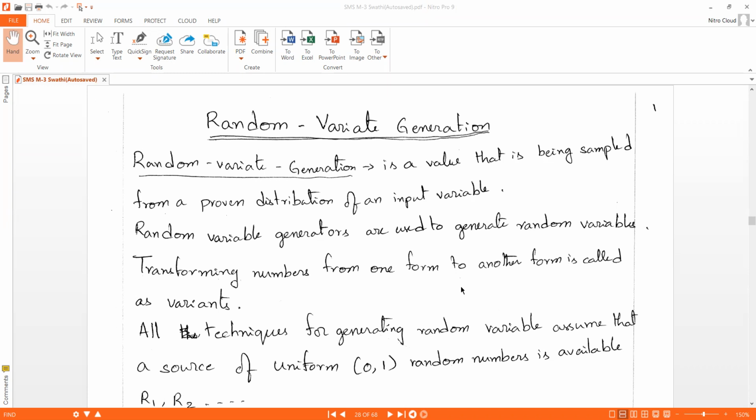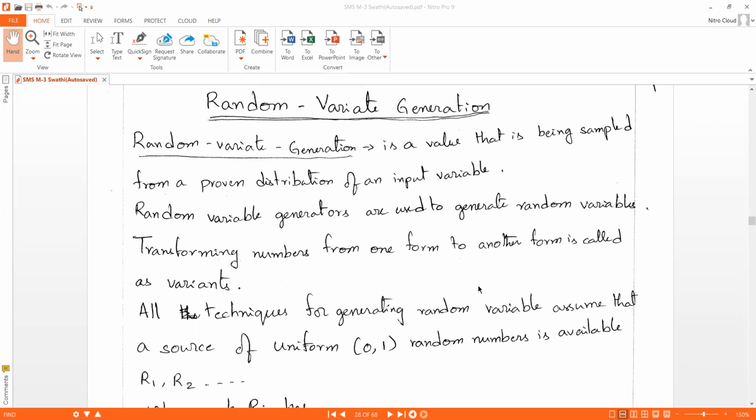Transforming numbers from one form to another form, we call it variate generation.